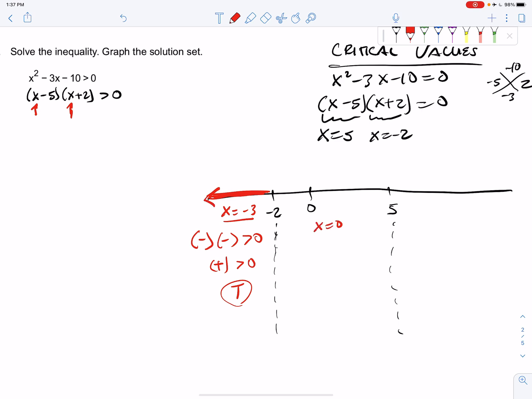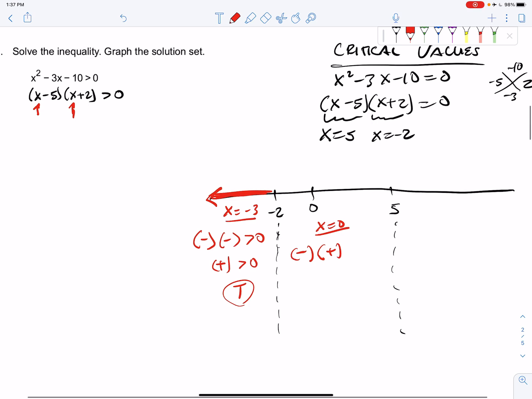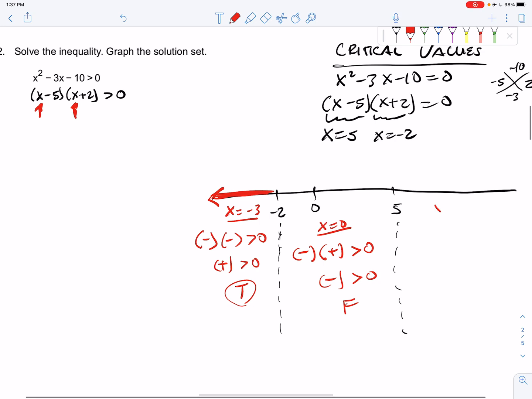Looking at the next region, x equals 0 is the easiest to use. And when we plug it in, we get a negative and we get a positive. Remember, we just plugged in 0 for x right there and right there. Is that greater than 0? Well, negative times positive is negative, and negative is greater than 0. That's false. Let's try our final region, like how about 6?